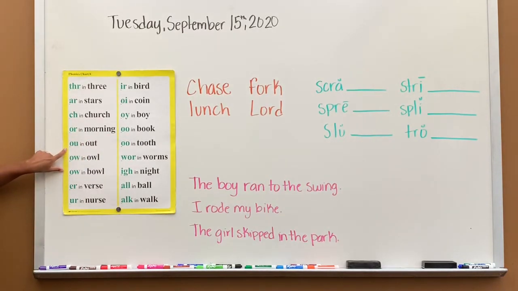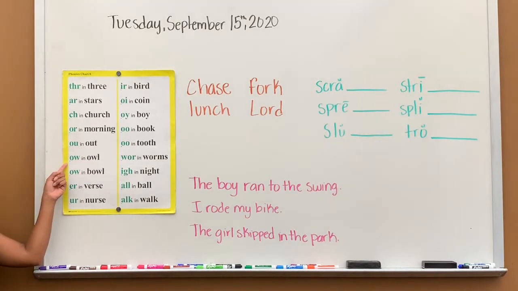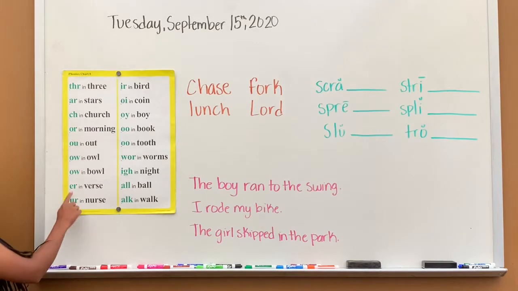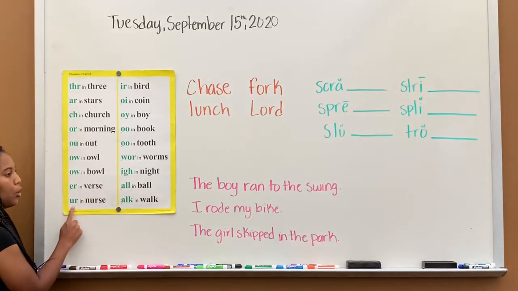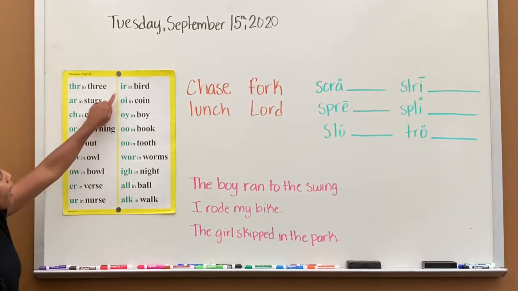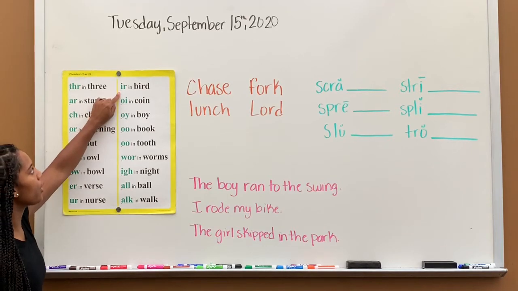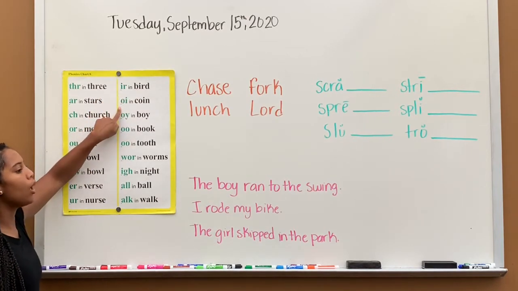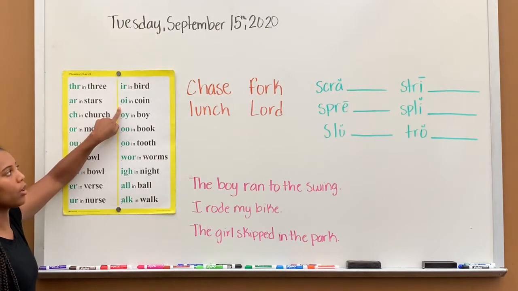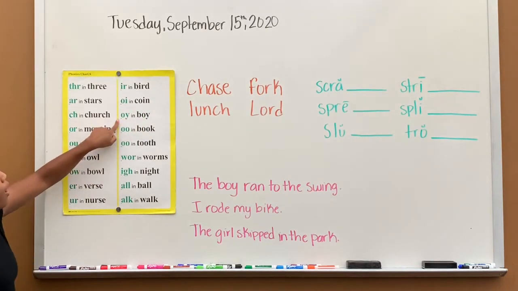OU says ow, ow, ow in out. OW says ow, ow, ow in owl. OW says o in bowl. ER says er in verse. UR says er in nurse. IR says er in bird. OI says oi in coin. OY says oi in boy.